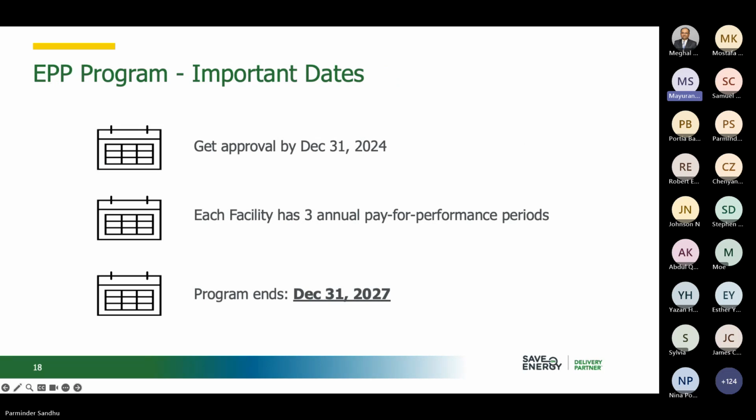Please note important dates for EPP. Your facility will need to be approved for enrollment by December 31st, 2024. There are three annual paper performance periods, and the last date for the program is December 31st, 2027.